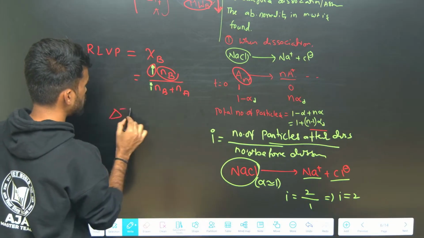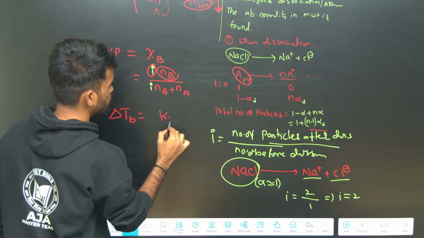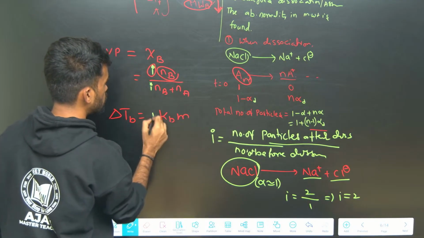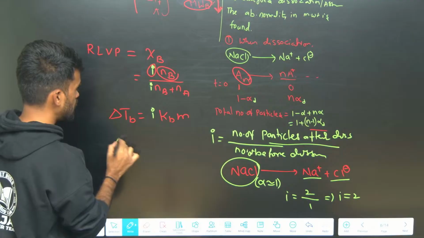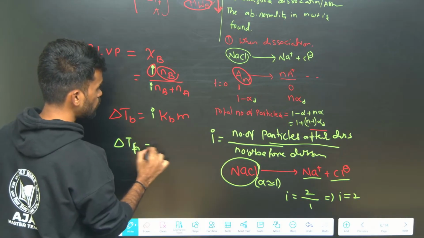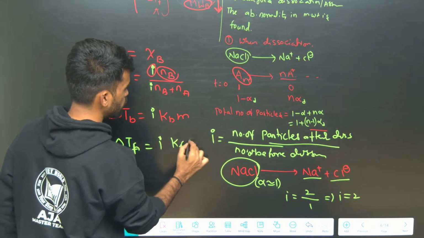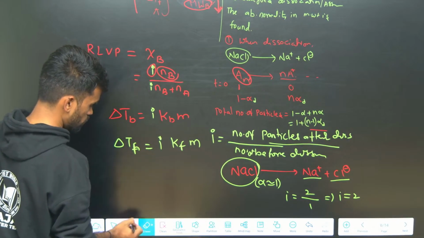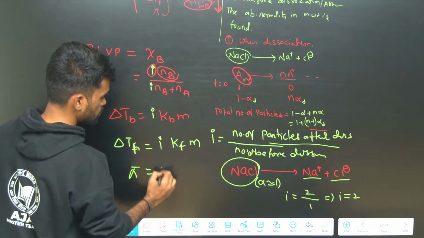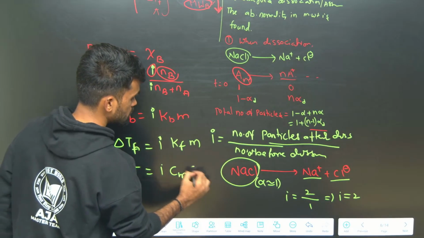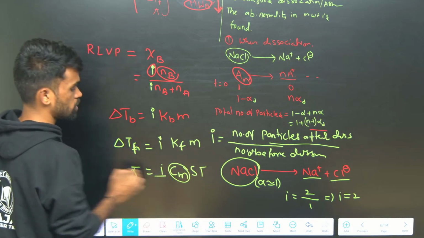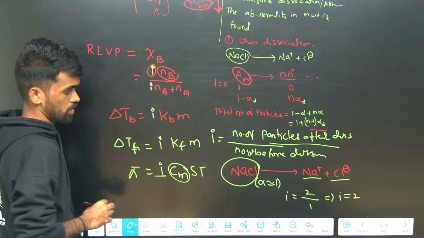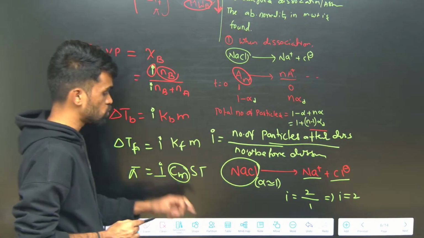So here delta Tb is also there. Kbm we were using initially. Now you have to introduce this i over here, and delta Tf also you have to use i into Kfm. Next, pi becomes i Cm RT or Cm ST. It means molar concentration multiplied with the Van 't Hoff factor. So for NaCl you should take it as 2.